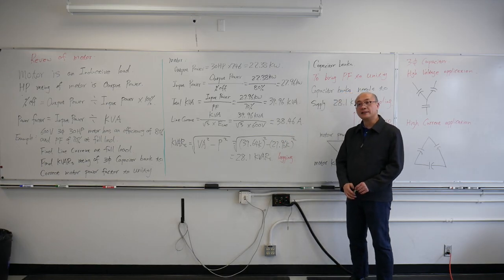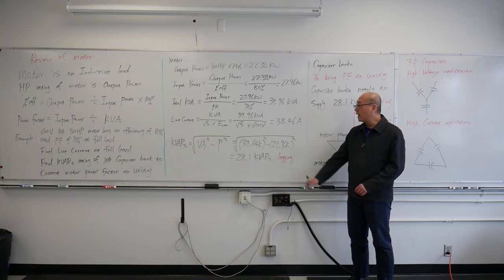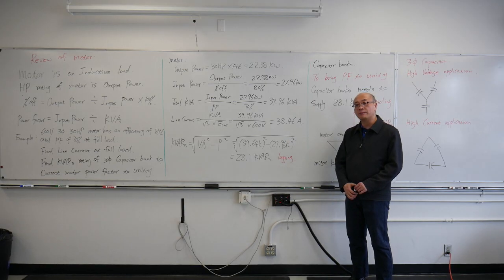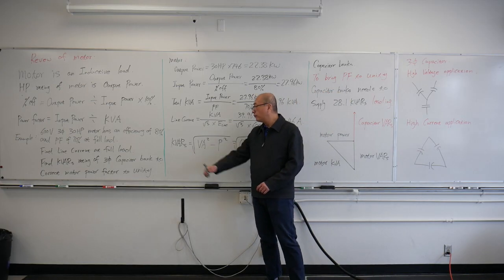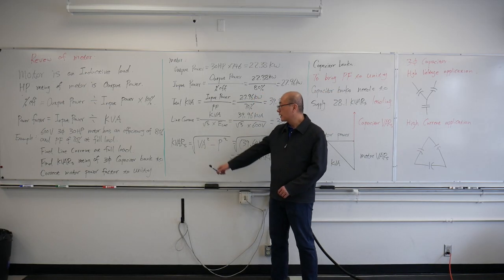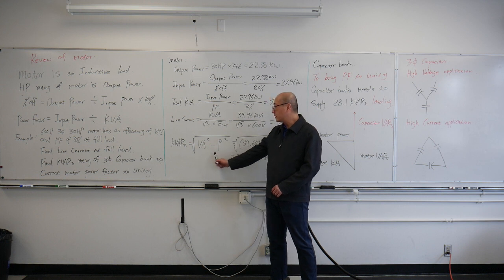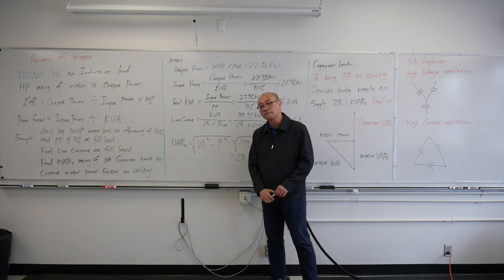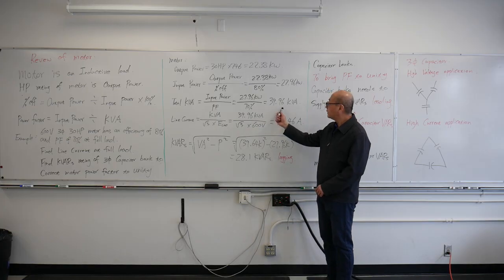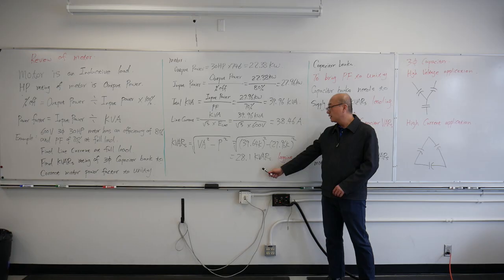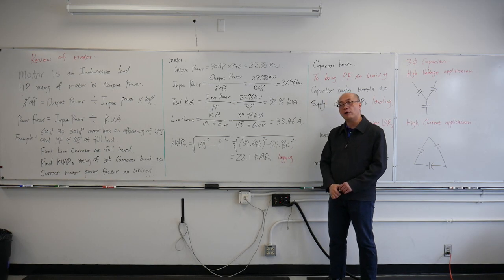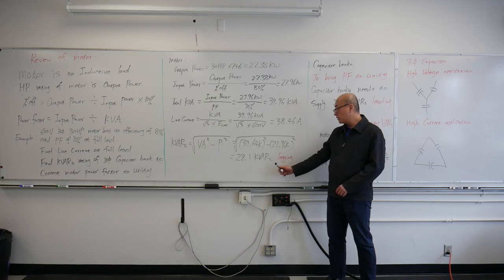To find the capacitor kVARs, we have to find out how many kVARs the motor has. We learned in year 2 the formula to find the kVARs: the square root of VA squared minus power squared. We put in the kVA and the input power, and we find the motor has 28.1 kVARs. The motor is an inductive load, so those kVARs are lagging VARs.